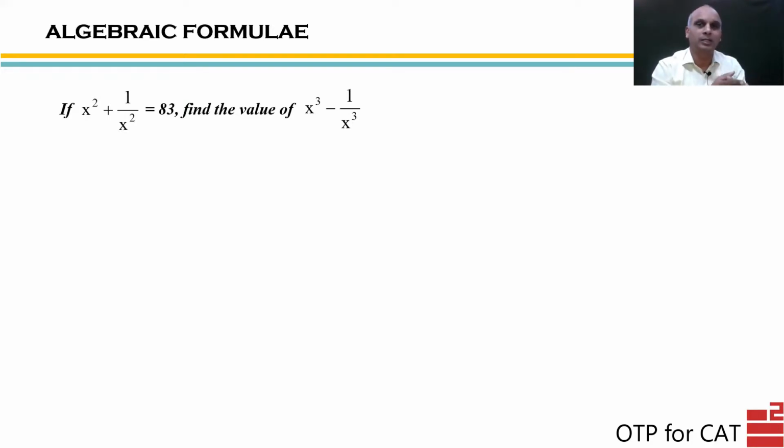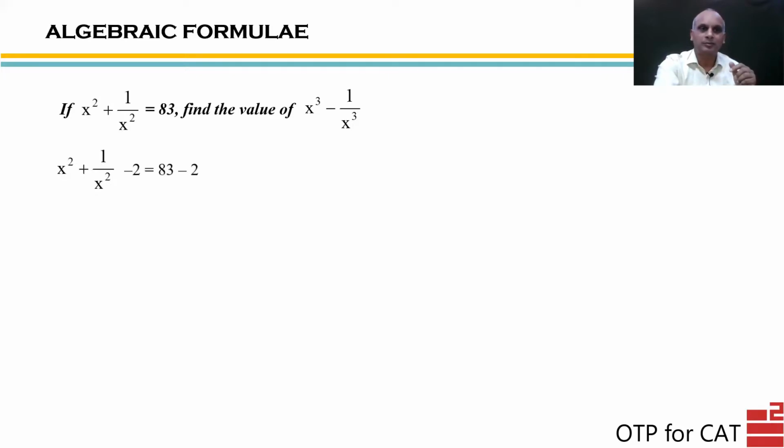Now from the given equation, how to get the value of x minus 1 by x? Please recall from the list of formulas that in case of x plus 1 by x whole square or x minus 1 by x whole square, the first two terms are always x square plus 1 by x square. So x plus 1 by x whole square will be x square plus 1 by x square plus 2, whereas x minus 1 by x whole square will be x square plus 1 by x square minus 2. So we'll use that second formula in this case.